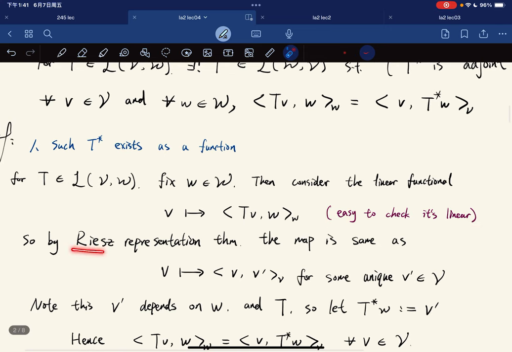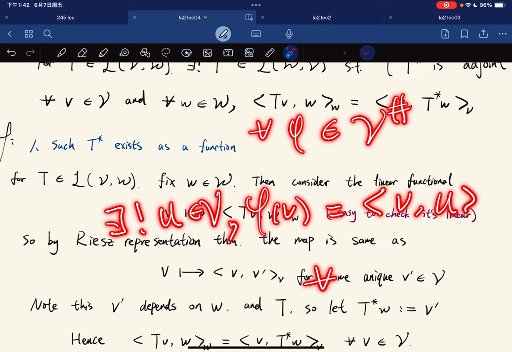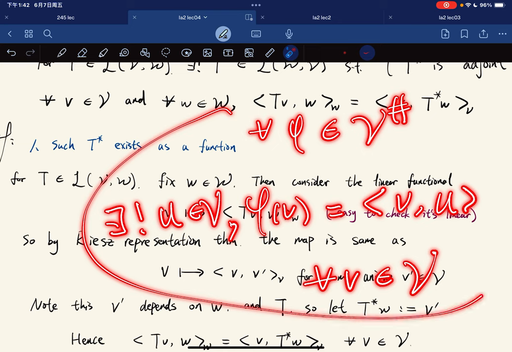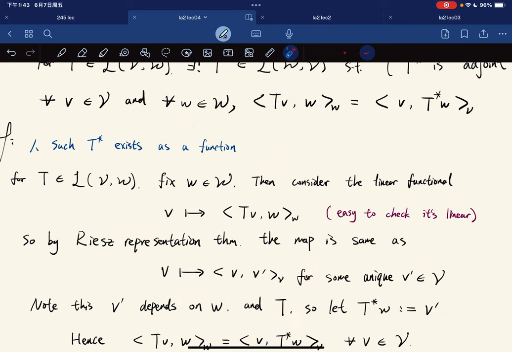By the Riesz representation theorem, we know that any linear functional can be represented as an inner product. This is the first half of the theorem: for any linear functional phi, there exists a unique u such that phi(v) equals the inner product of v and u for any v. So any linear functional can be represented as an inner product. This is a linear functional that takes a vector v to the field, and this map is the same as taking v to the inner product with some unique v prime. The v prime is our u.